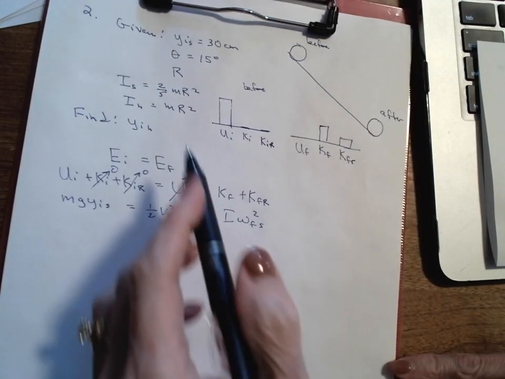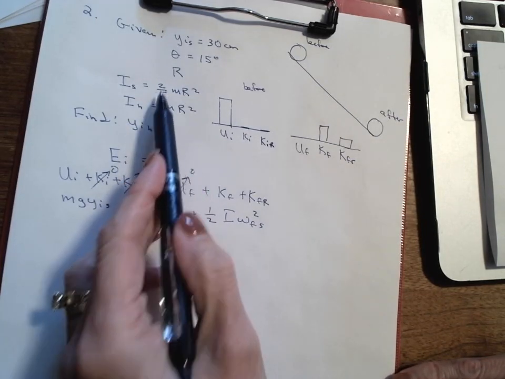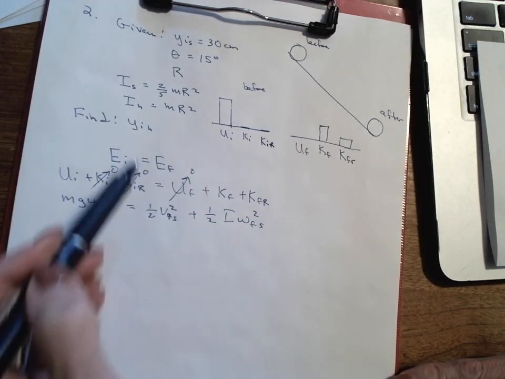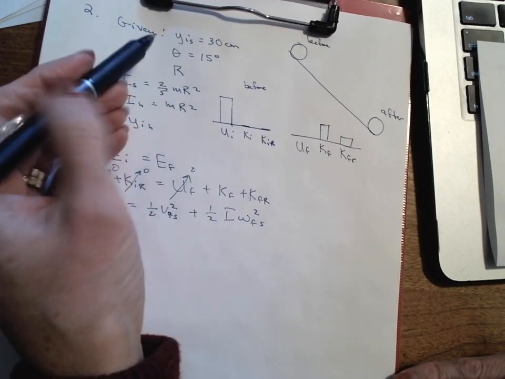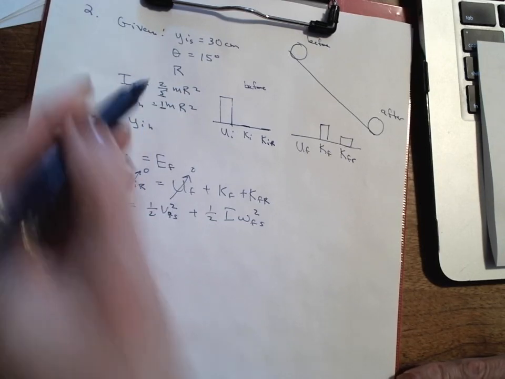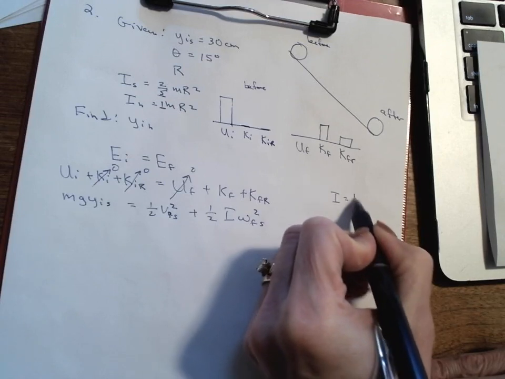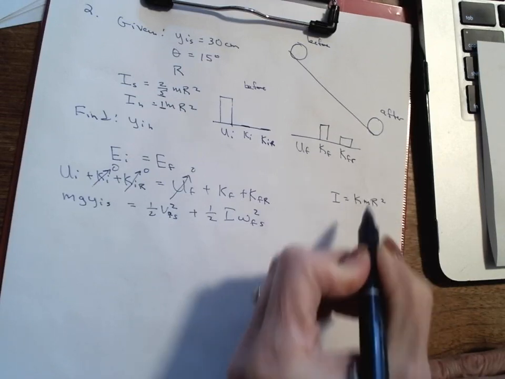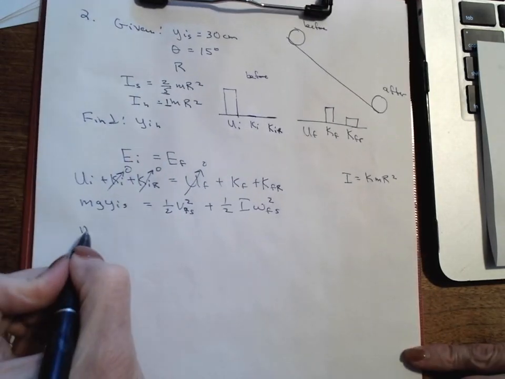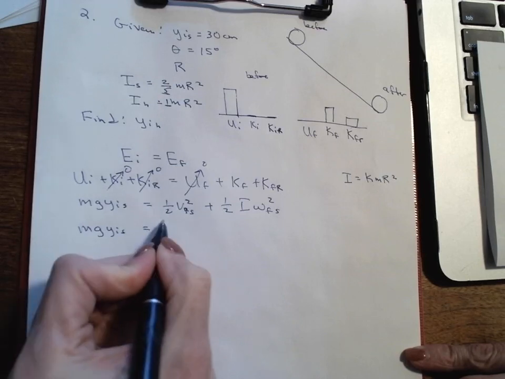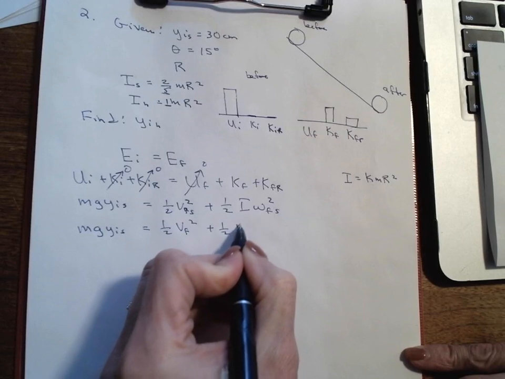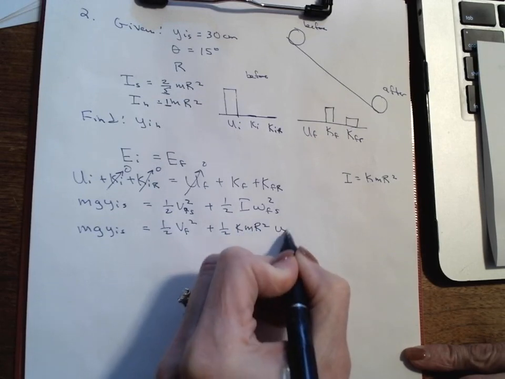Because we have two objects that have different moments of inertia, I don't want to have to do the equation twice. What I'm going to do is represent the coefficient in front of mr squared, this and this 1, by k. So for now I'm going to have I is equal to k mr squared. And when we get to the specifics of whether it's the sphere or the hoop, then we'll plug in what k is. So mg y sphere is equal to 1/2 mv final squared plus 1/2 k mr squared times omega final squared.